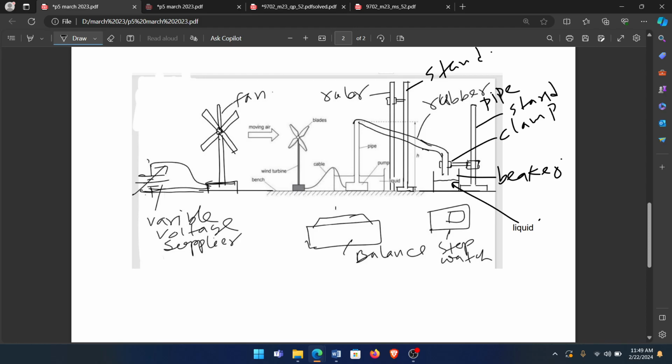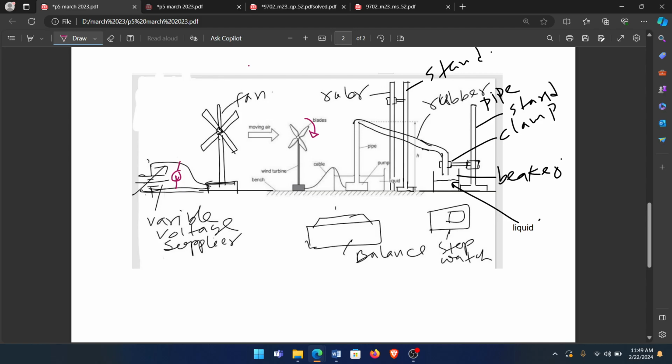Fan. The fan is connected to a variable voltage supply, or you can use a fixed voltage supply with a variable resistor, your choice. In that case, you have to add a variable resistor in this pathway to change the current, right? If you use a variable voltage supply, that means you are regulating the voltage across the fan motor. The main purpose is to change the speed of the fan so that the blades rotate with different frequencies. Clear?